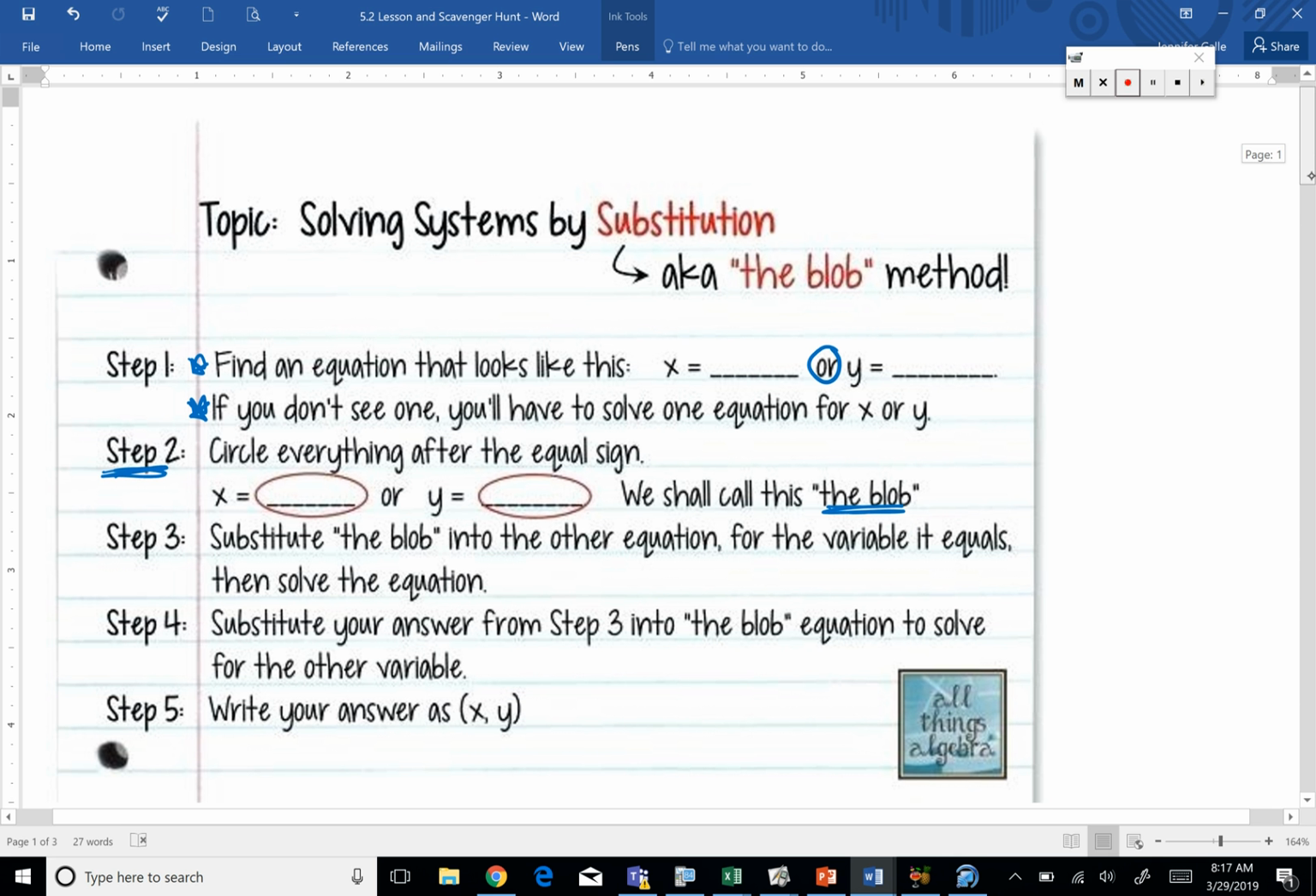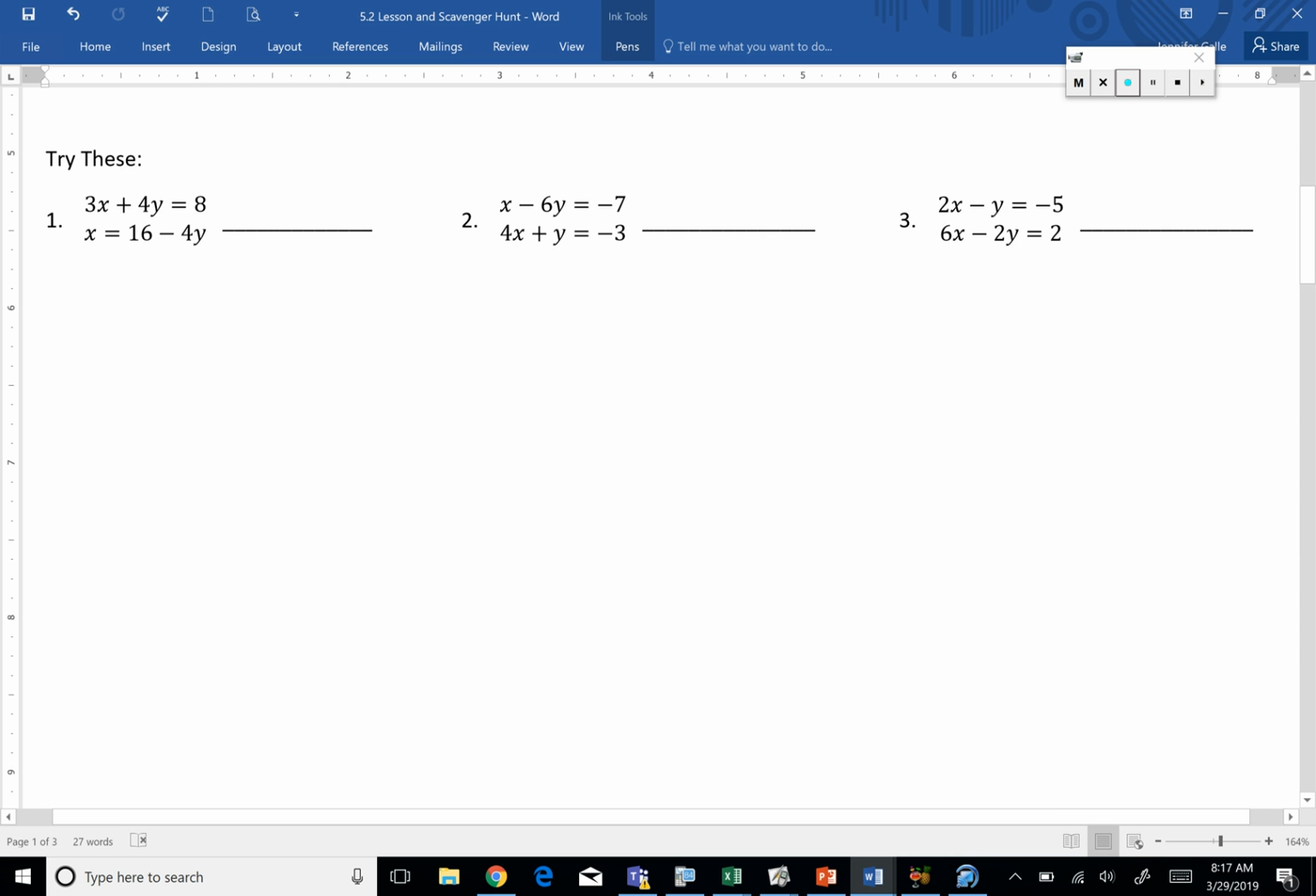So let's try this out. You guys have the steps on your paper. I just have a couple examples that I want to do together with you, and then I want to give you guys some time to practice. And if you need to finish up your graphing sheet, you probably should have time for that today too.